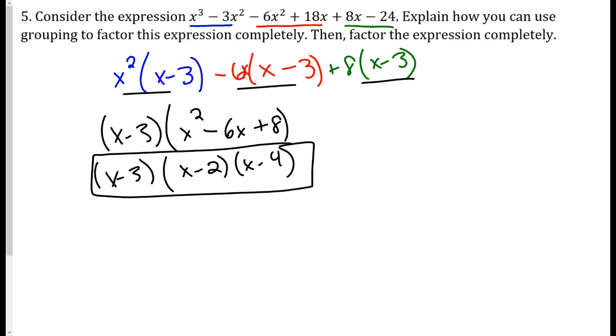So, factored completely, this expression is x minus 3 times x minus 2 times x minus 4. Clearly, it was left written this way so that you could look for and make use of structure and apply this grouping idea to it.